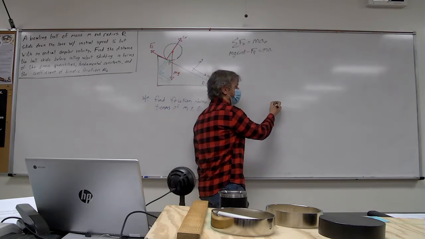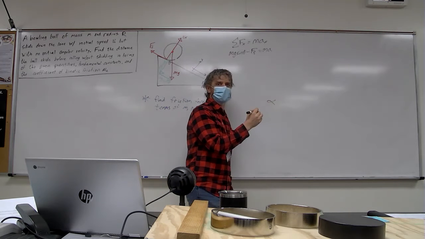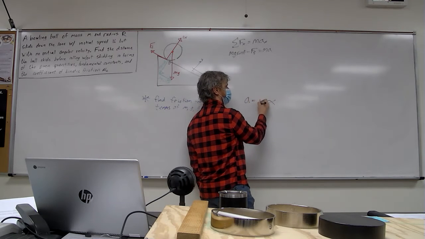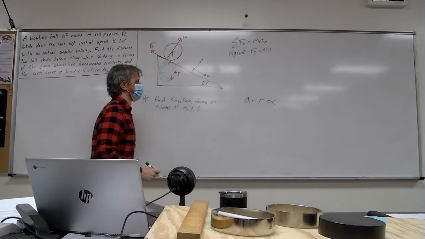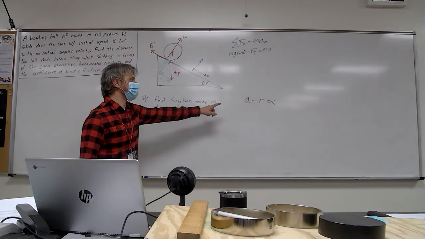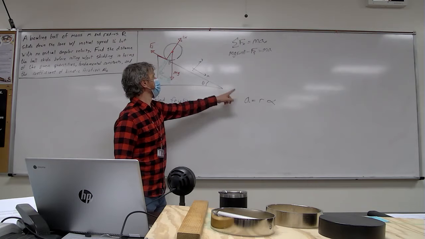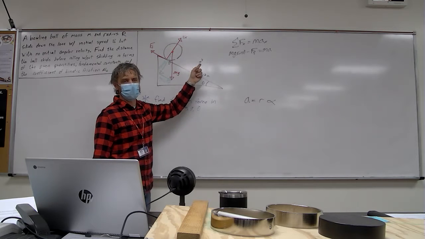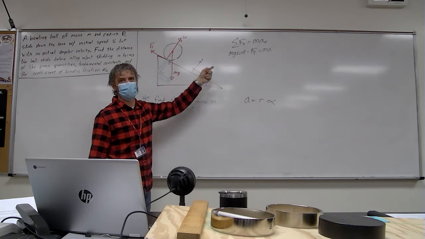Couldn't we use torque to get an expression involving angular acceleration? Yeah. And then realize that linear acceleration is the radius times the angular acceleration. That's exactly what I was thinking. Now understand that this is only true when we're talking about the angular acceleration or a linear acceleration of a point on the rim.